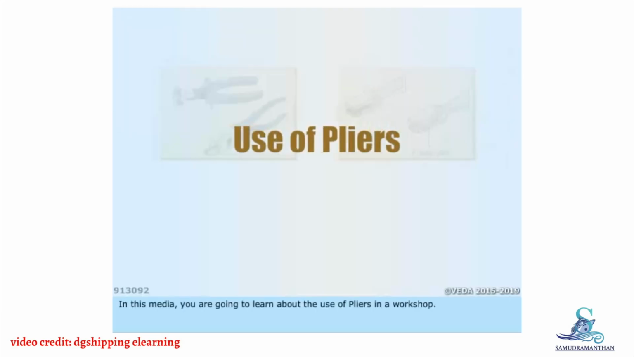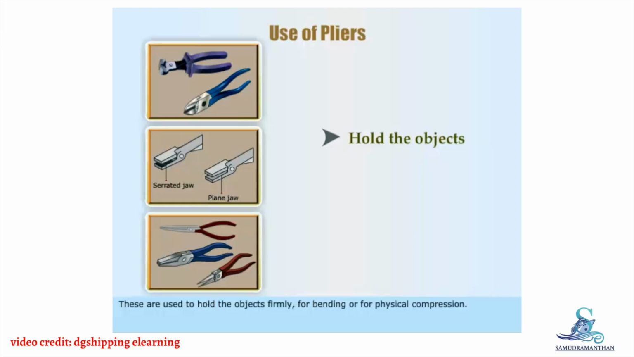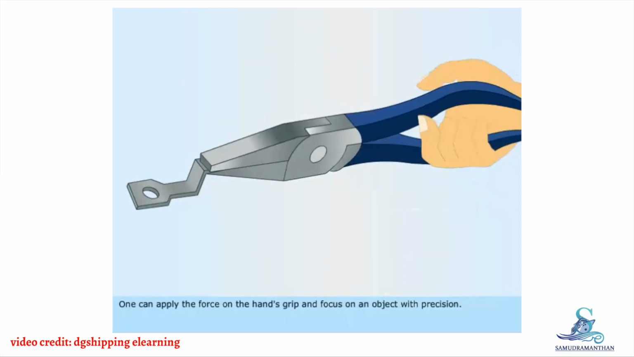In this media, you are going to learn about the use of pliers in a workshop. These are used to hold the objects firmly for bending or for physical compression. One can apply the force on the hand's grip and focus on an object with precision.